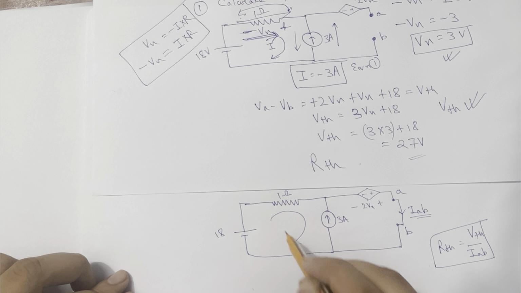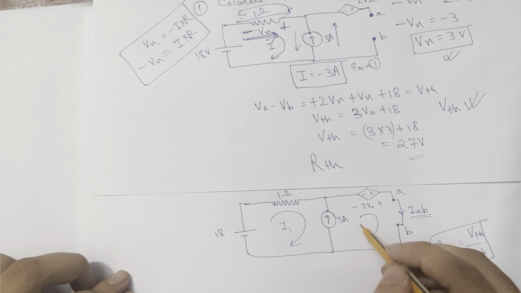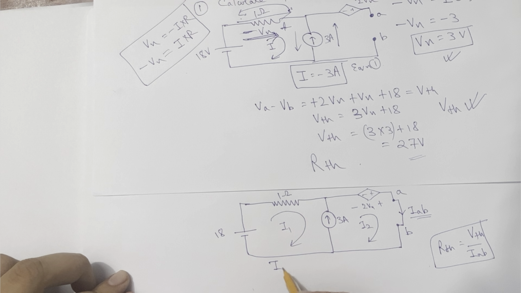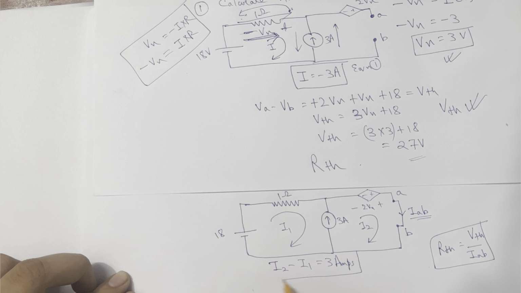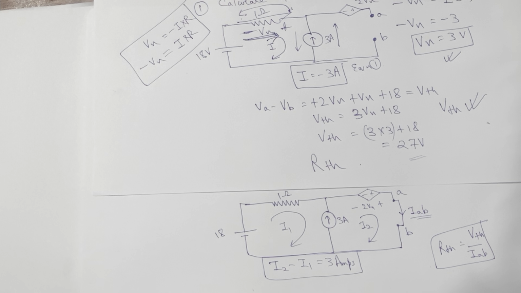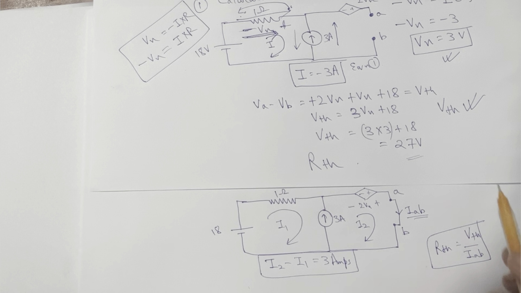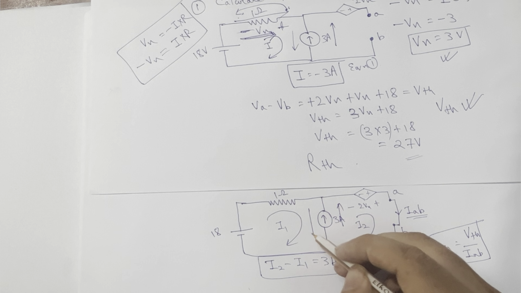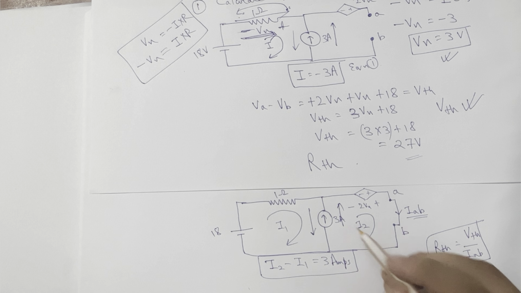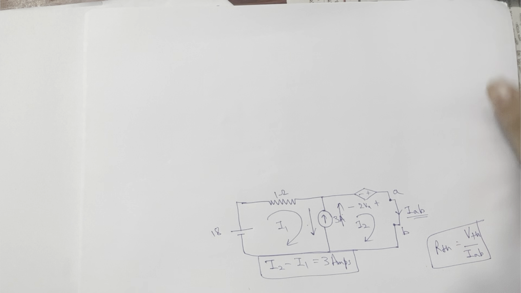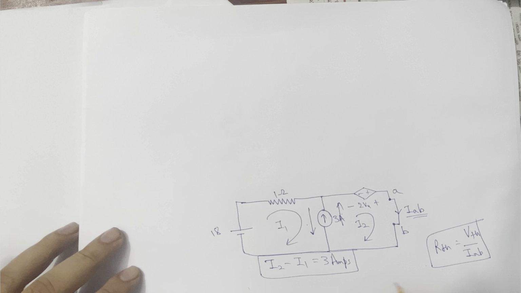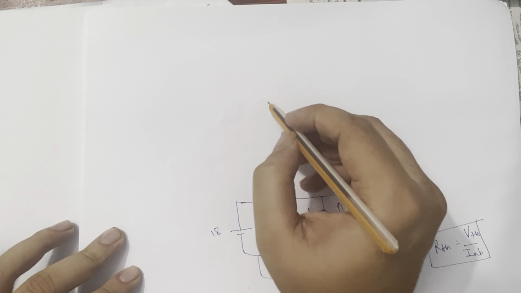We will have now two mesh currents, I1 and I2, since it's a closed circuit. The first equation we got is I2 minus I1 equal to 3 amps. It's very obvious, because I2 is going upwards and I1 is going downwards, and the net current is upwards 3 ampere, so the difference I2 minus I1 will be positive 3 amps. This is my equation 1, and now solving for equation 2.